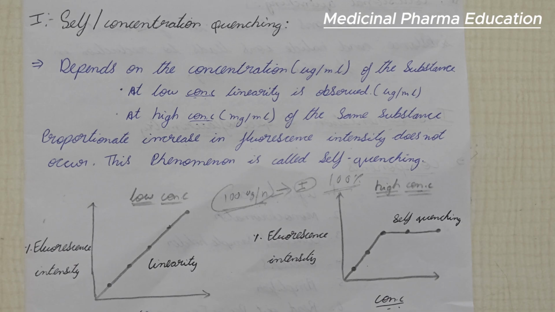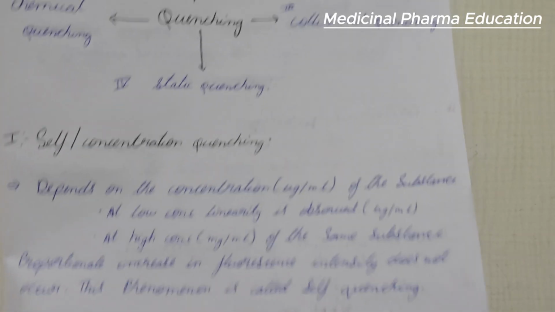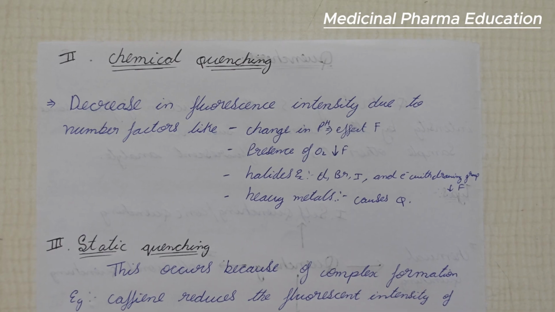We are not getting the value which we got in the low concentration. That's what is self quenching. In high concentration, the concentration has increased but the intensity has not increased. That is self quenching. I have explained it in an easily understandable language. If you have not understood, just comment me. I will explain in a better way.